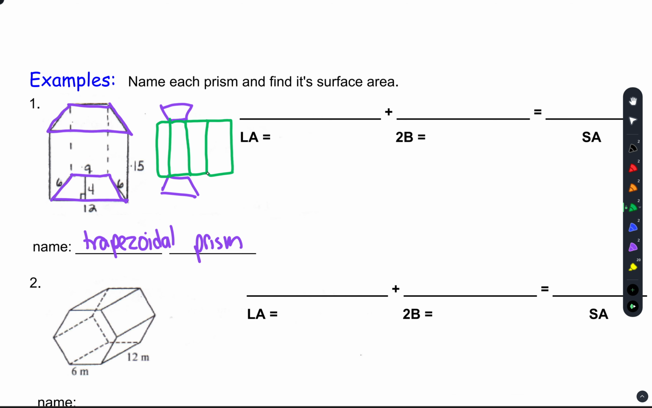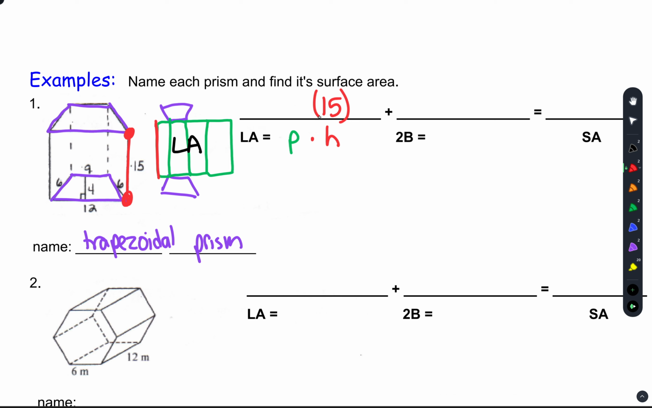So the lateral area, this abbreviation, LA, represents the whole area of that green rectangle. Remember, we are going to find that by doing perimeter of the base times the height of the whole shape, the distance from one base to the other. So the height of my whole shape is this 15. It goes from one base down to the other base.